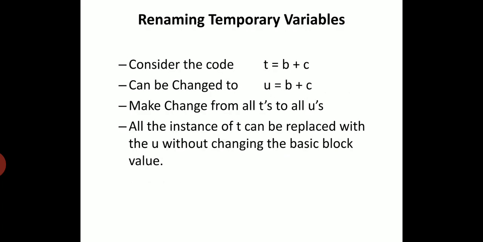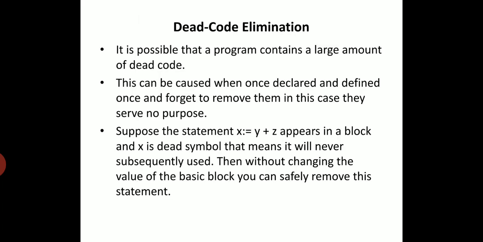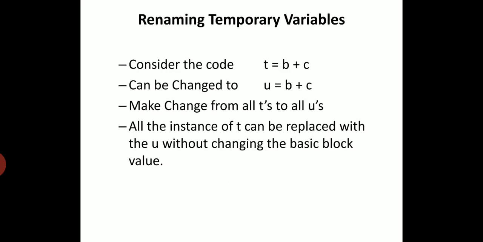Renaming temporary variables. Consider the code t is equal to b plus c. Here the temporary name is t. We can change the temporary variable name as u equal to b plus c. That means wherever t is there, you have to replace all t's with u's.